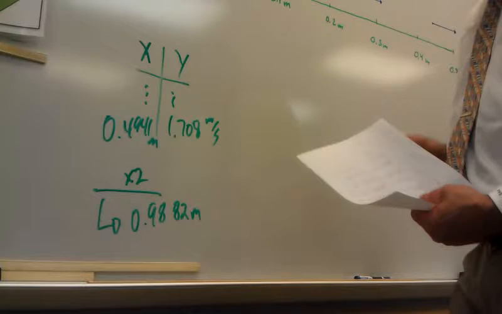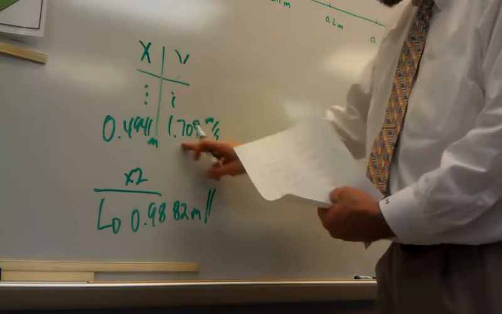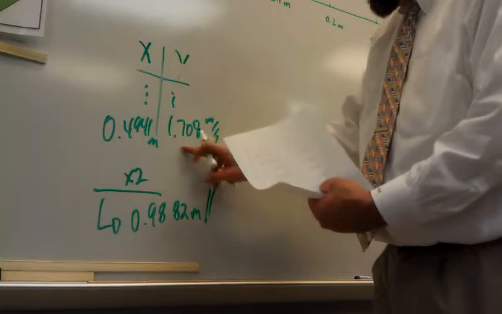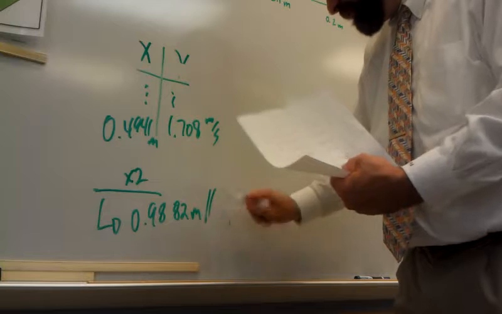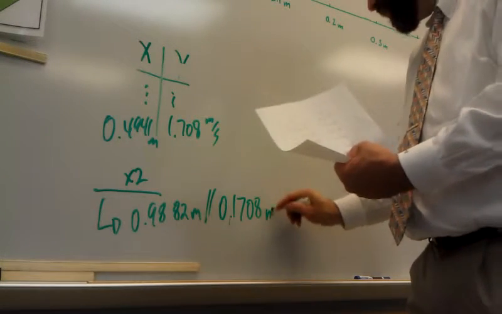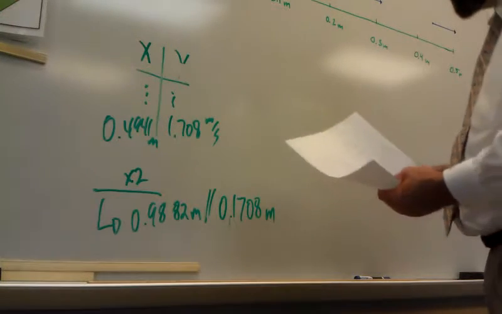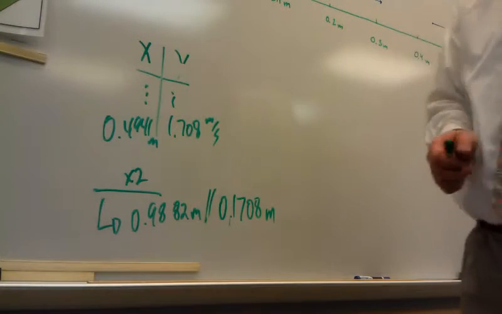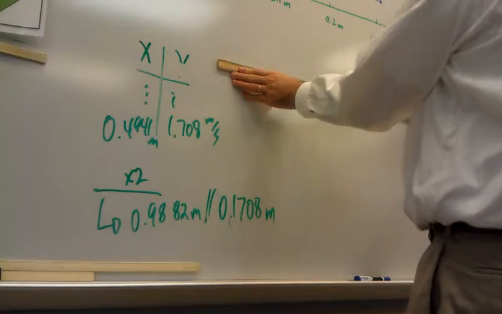And with the y-coordinate, the velocity, I'm going to take it and scale it down by 10 and make this into 0.1708 meters, because I'm making an arrow to represent the velocity. So let's try that out. I'm going to put in that meter-long scale to start out with. Here it is.